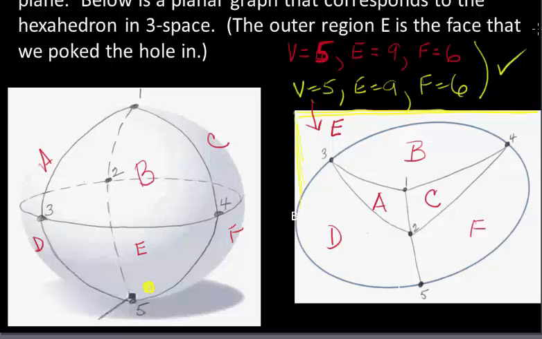Every convex polyhedron can be blown up onto a sphere, popped in one face, spread out on a plane, and what do you have? You have a planar graph with exactly the same number of edges, faces, and vertices that you had on the original convex polyhedron. So now that we know that, we know that all convex polyhedrons do satisfy Euler's characteristic formula.